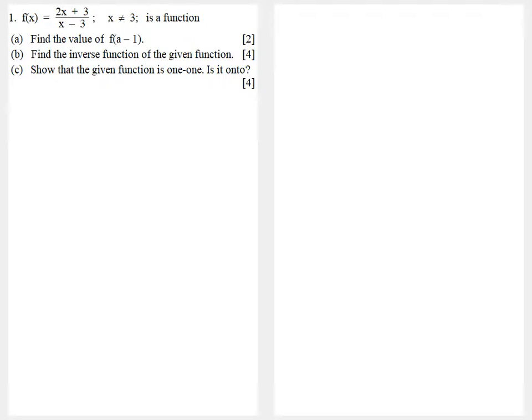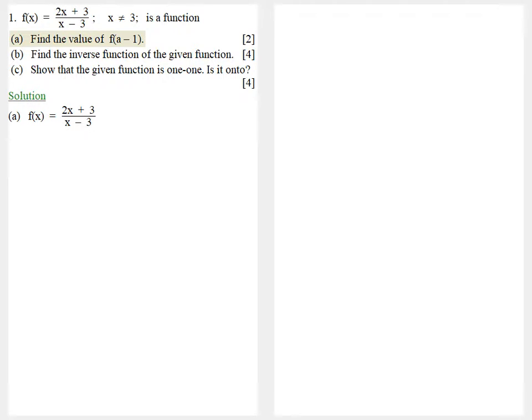Comilla Higher Maths 2017, Question 1. In Question 1 we're given that the function f of x is equal to 2x plus 3 over x minus 3, where x is not equal to 3. In Part A we want to find the value of f of a minus 1.